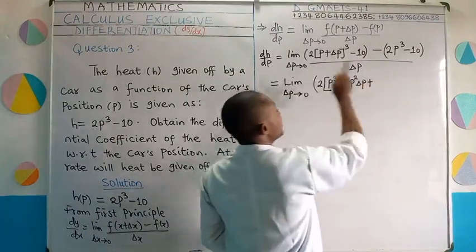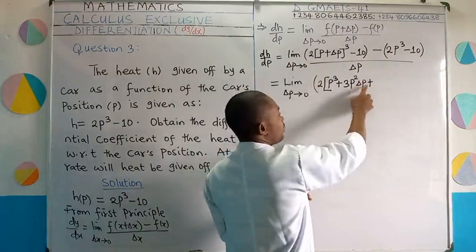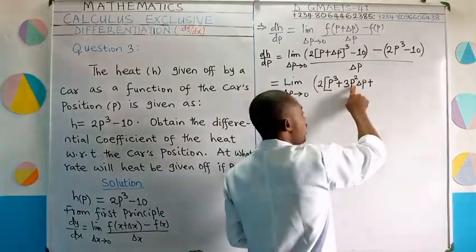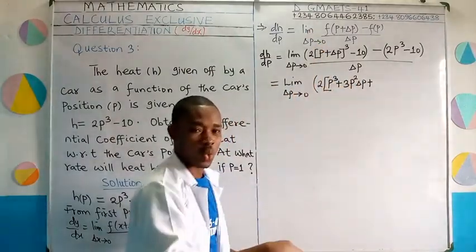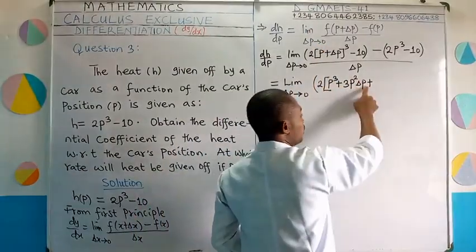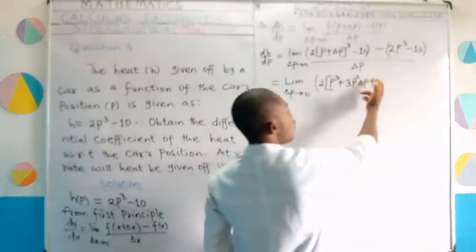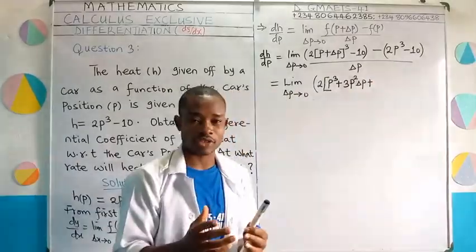In the third term, we are going to again multiply this p by delta p. The two terms we're trying to expand. But again, the power of this p will reduce from 2 to 1. And then the power of this delta p will increase from power 1 to power 2. But how do we get the coefficient that will multiply that product?